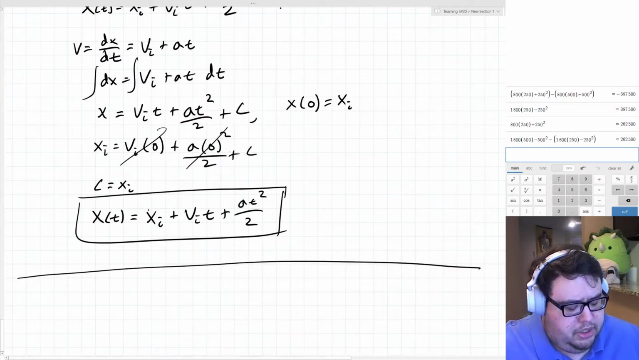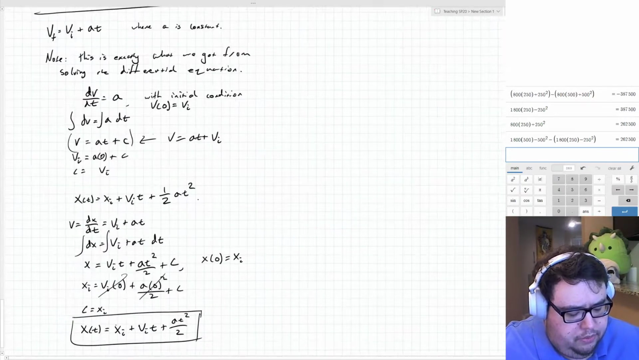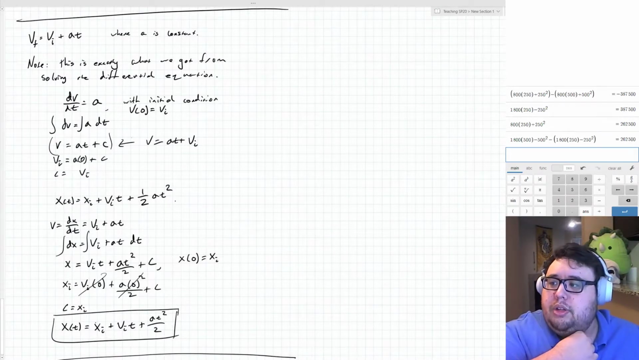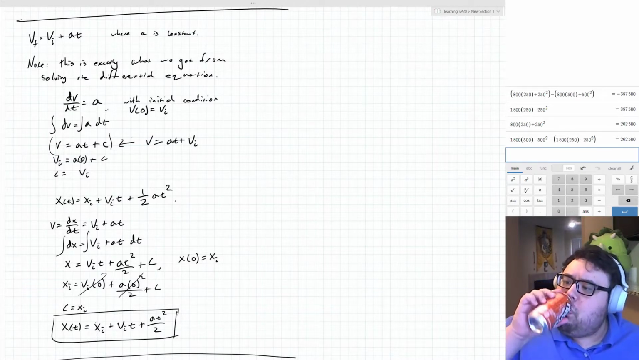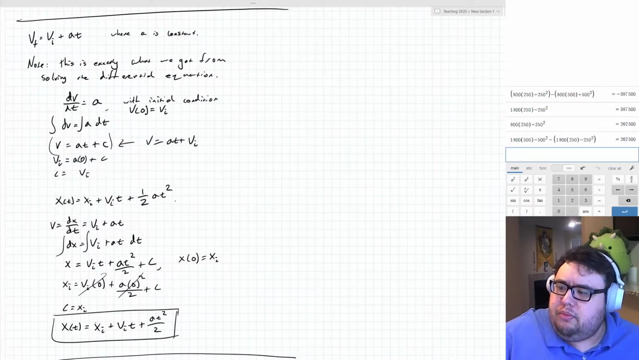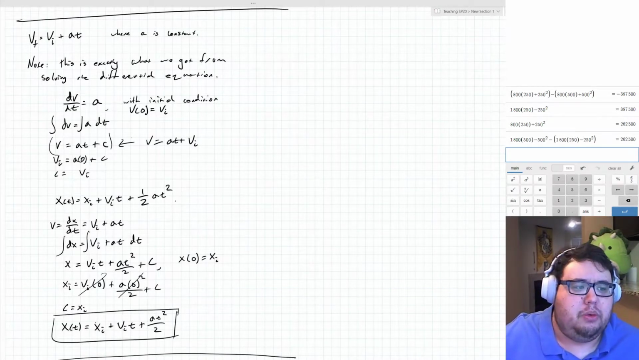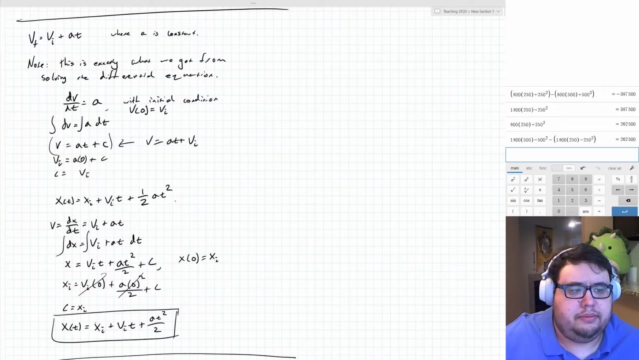Does anybody have any questions about these two kinematic equations here? And the process of going from acceleration to position using either differential equations or integrals? I'm sure that there has to be at least one question, but it's okay if you don't know what the question is yet. All right.